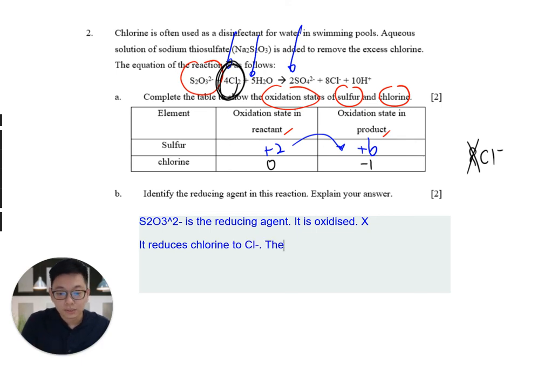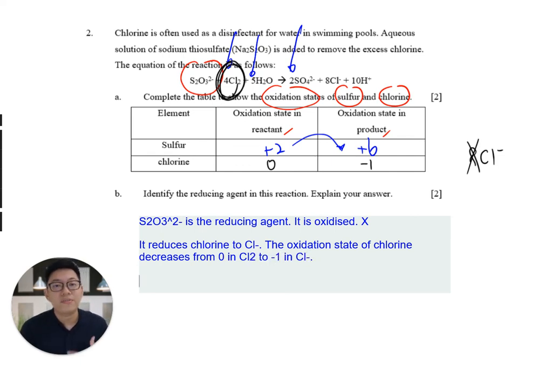And how do we know this? The oxidation state of chlorine decreases from 0 in Cl2 to -1 in Cl-. Okay? If sometimes the question goes a little bit more and say in terms of electrons as well, you can say that it's a reducing agent because why? It is an electron donor. Alright, it basically gives away electrons, and therefore it's a reducing agent.